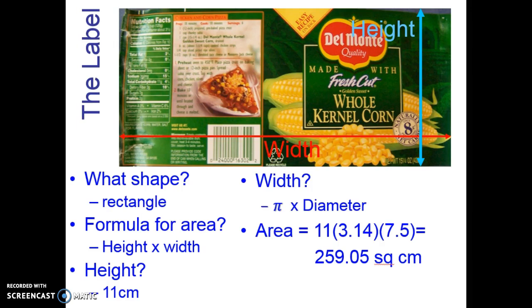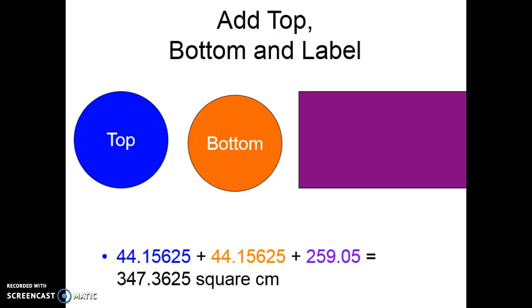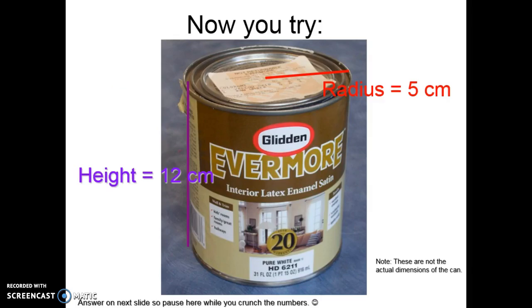Now, we've got the area for the 3 components that make up the surfaces of a cylinder. All we need to do is add each of those together. 44.15625 for the top, 44.15625 for the bottom, plus 259.05 for the side or the label. That comes up to 347.3625 centimeters squared.